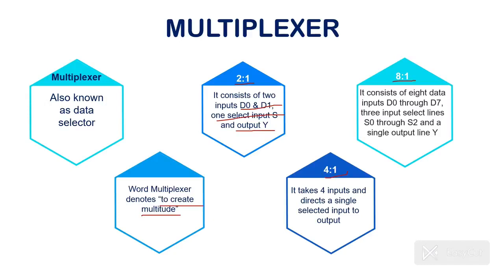In a 4:1 multiplexer, we'll have 4 input lines, A0, A1, A2, A3, and 2 select lines, that is S0 and S1, and 1 output line. 4 inputs, 2 select lines, and 1 output. In an 8:1 multiplexer, we'll have 8 inputs from A0 to A7, that is A0, A1, A2, A3, A4, A5, A6, A7, and there'll be 3 select lines, S0, S1, S2, and 1 output line, that is Y.